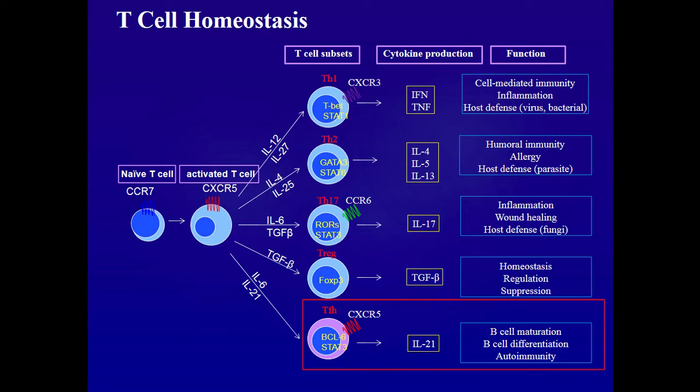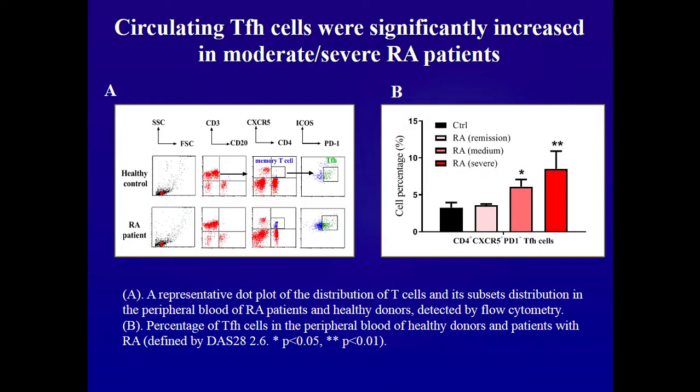And our preliminary data in the rheumatoid arthritis patient: first, we check the circulating T follicular helper cell in the RA patient. The left graph A shows how we gate by flow cytometry. By serial gating: CD3 positive, CXCR5 positive, CD20 negative, CD4 positive, and ICOS PD1 double positive.